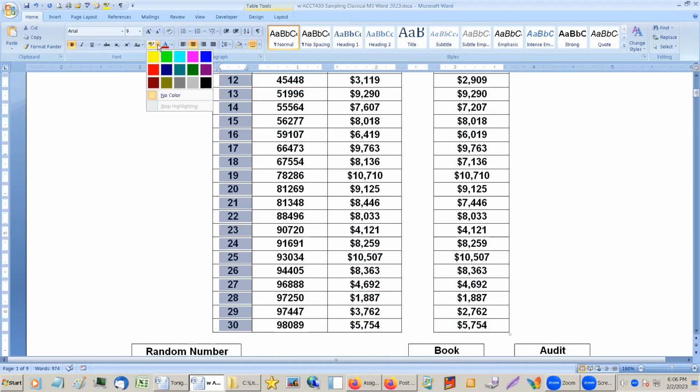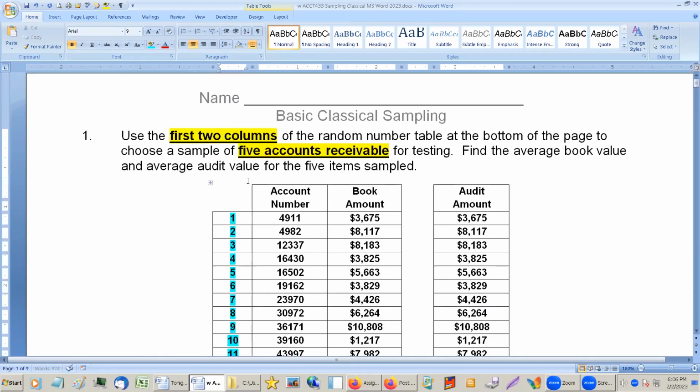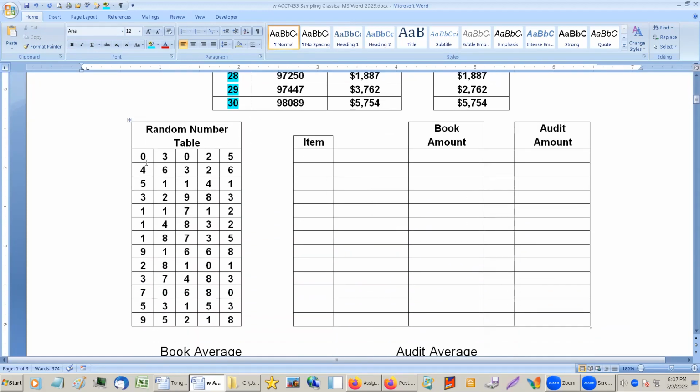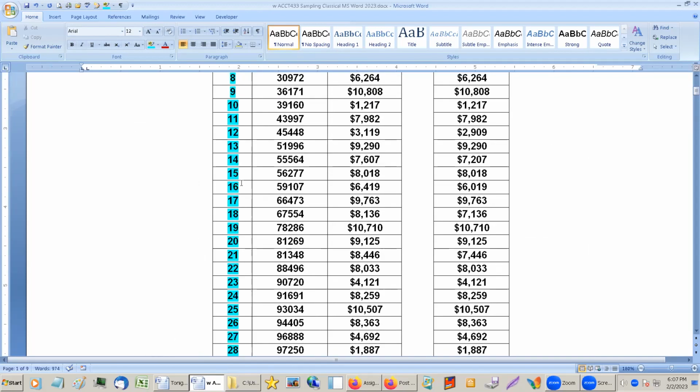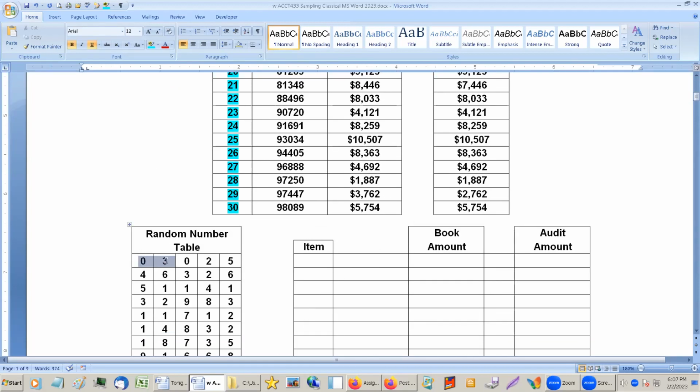And we want to pick 5 of them. Now, those of you that have had sampling, you know that when you do a sample, it's best to get a random sample. And the reason for a random sample is that it's unbiased. So a random sample is usually the best. Okay, a random number table. This is a random number table. And they tell us to use the first two columns. Okay, so here's the first two columns.